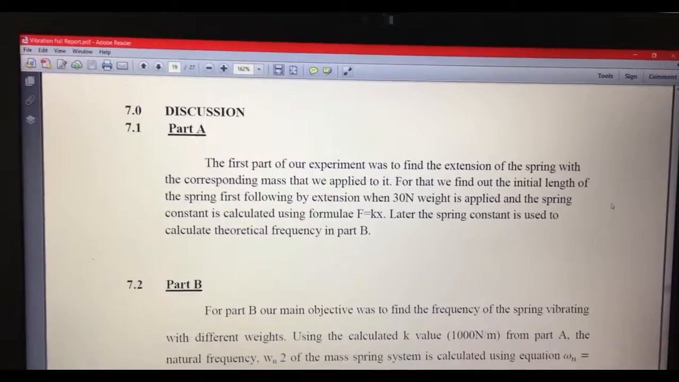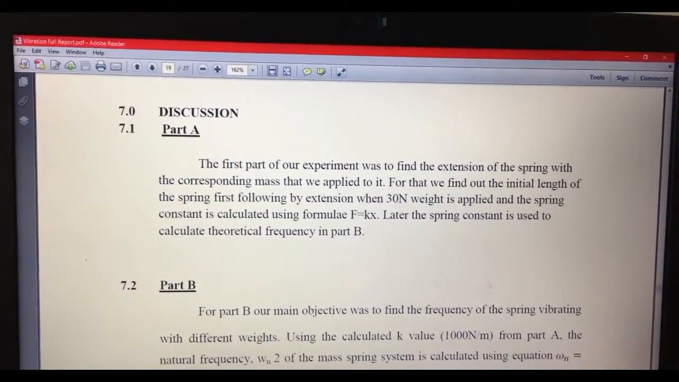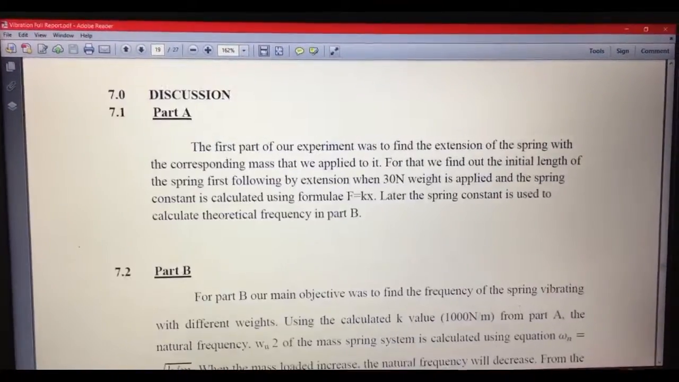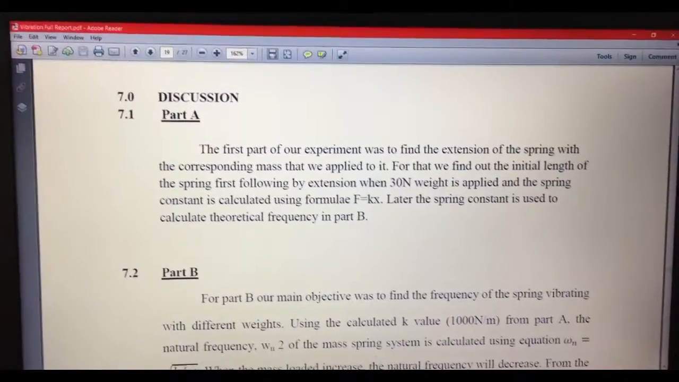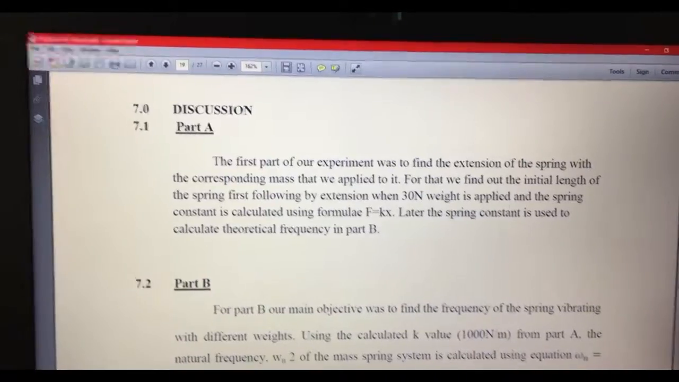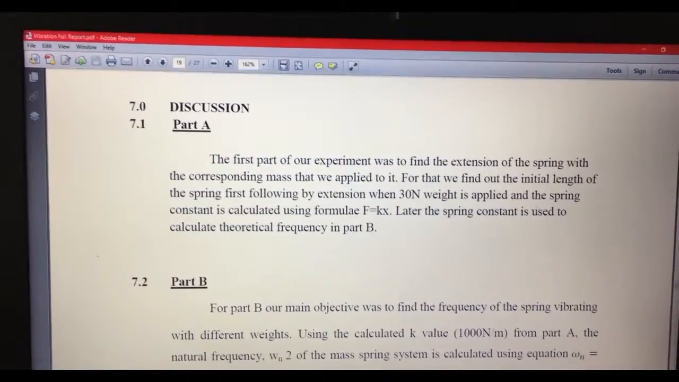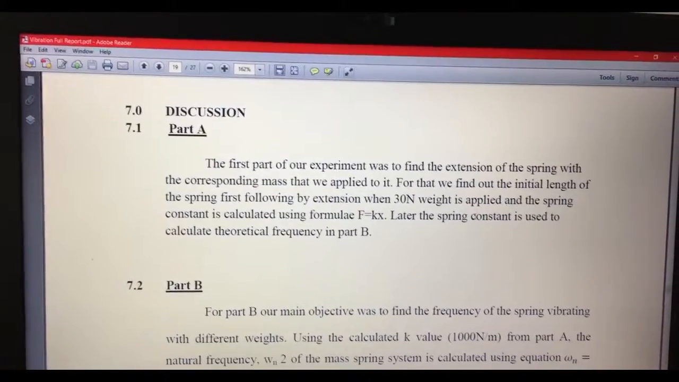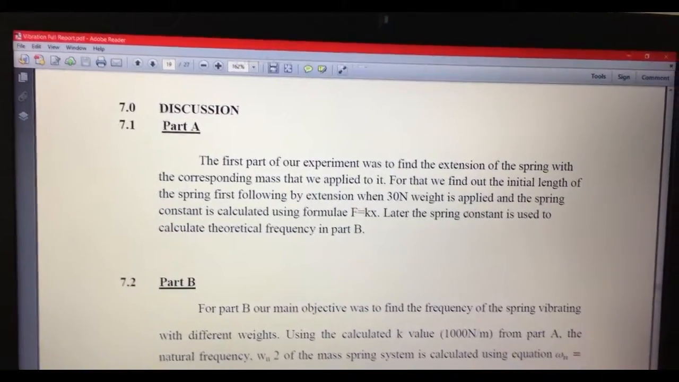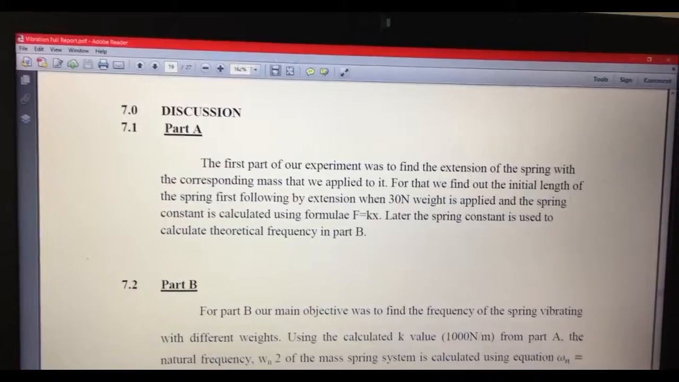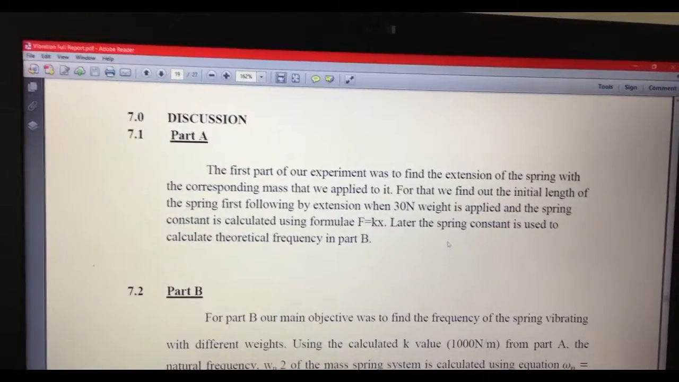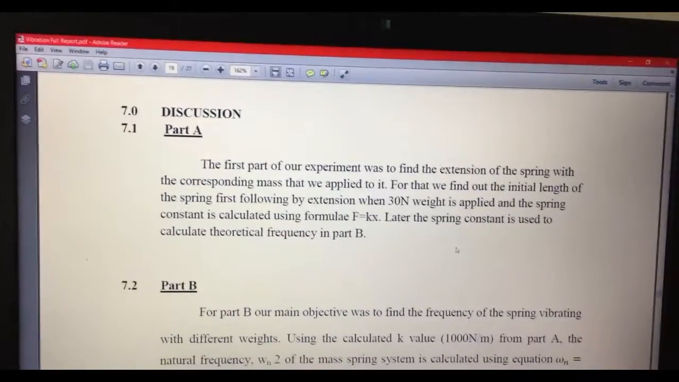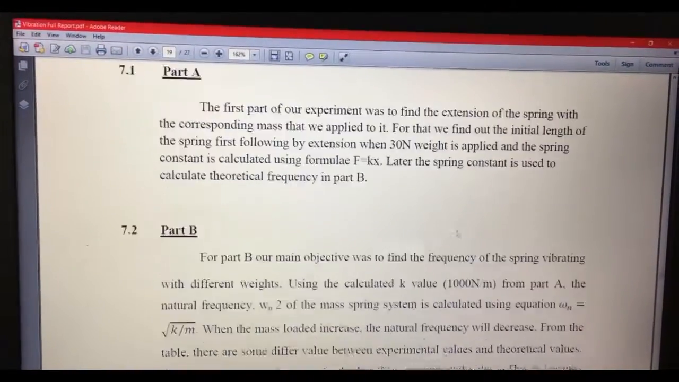Then for the discussion, we have briefly described what we have done in part A and part B. For part A, we calculated the extension. We found the initial length of the spring first, followed by the extension when 30 Newton weight is applied, and then we calculated how much the spring extended, and then we used the formula F equals kx to find the spring constant.